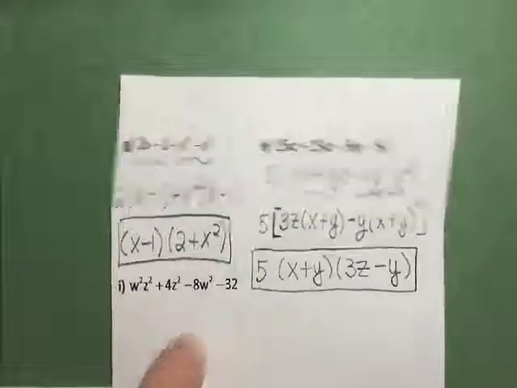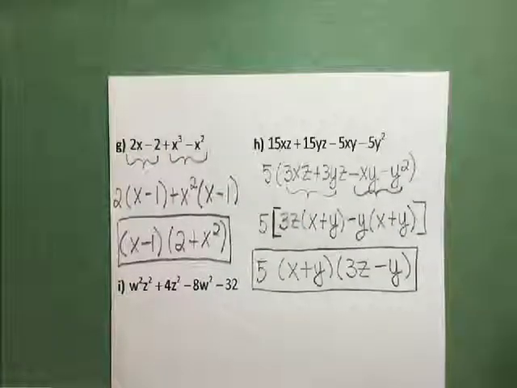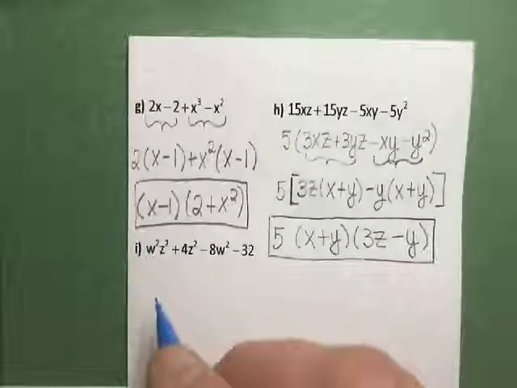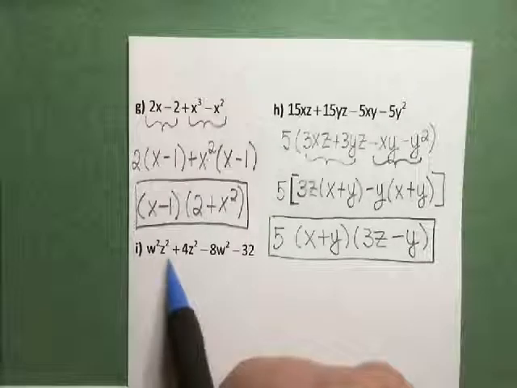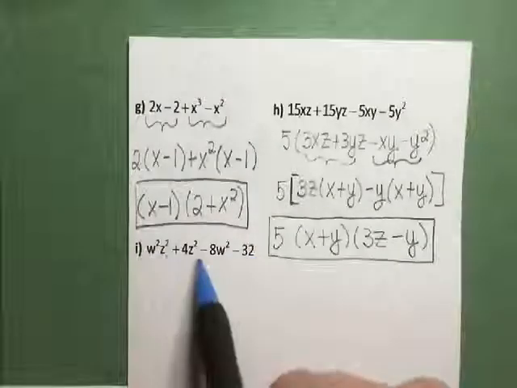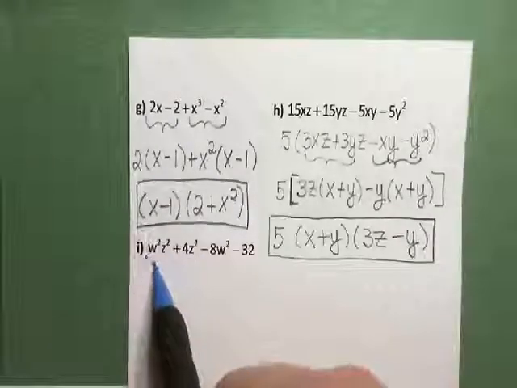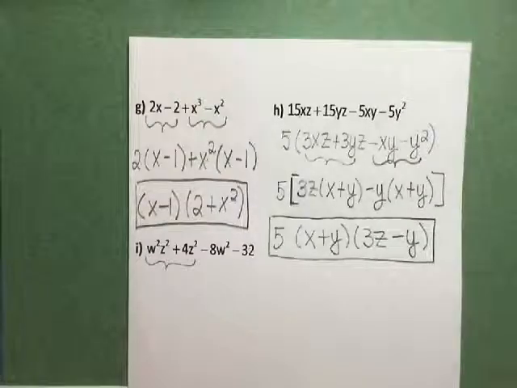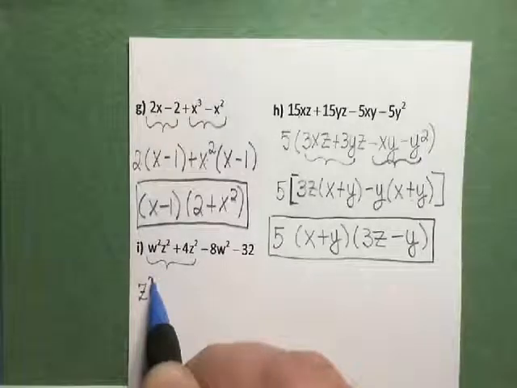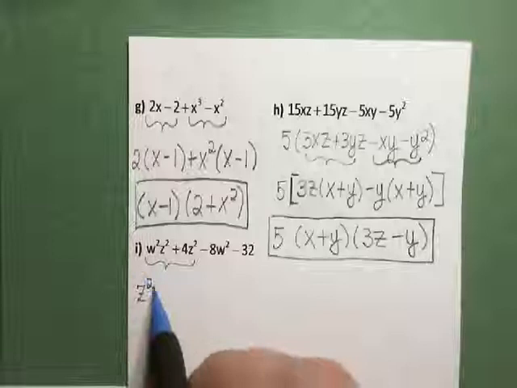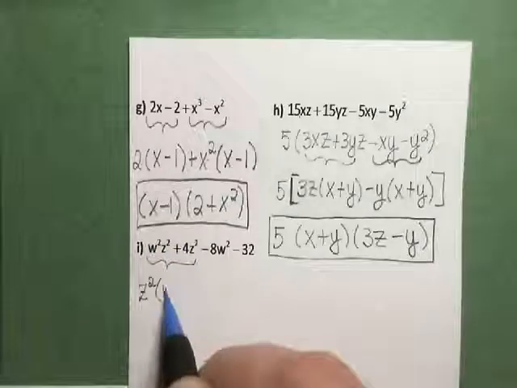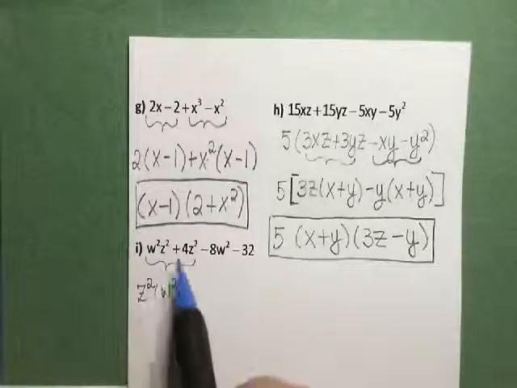Alright, last problem. Is there any number or letter that I can factor from all four of them? The answer is no. So let's group it. Is there anything I can factor from the first two? The answer is z squared. So if I divide by z squared, w squared z squared divided by z squared is w squared. And 4z squared divided by z squared is positive 4.